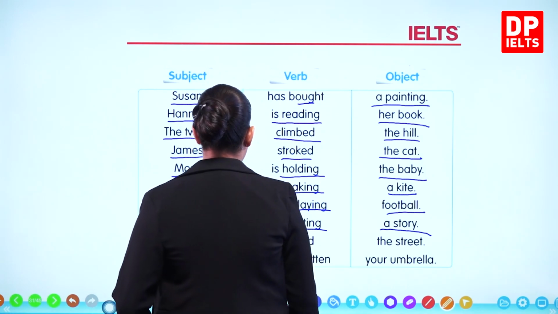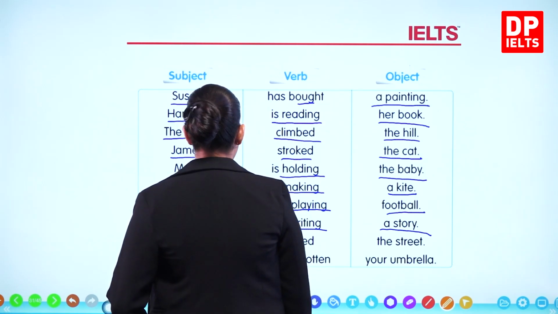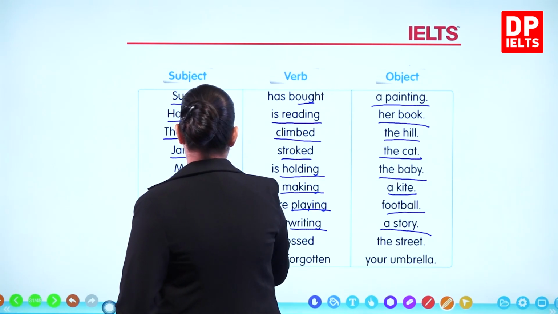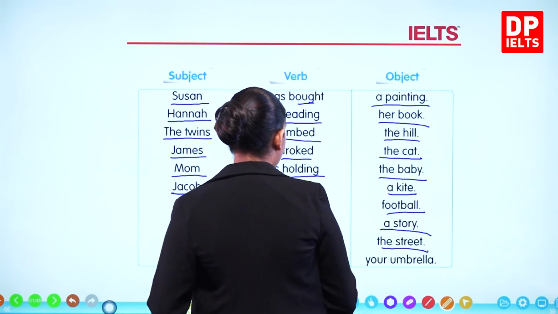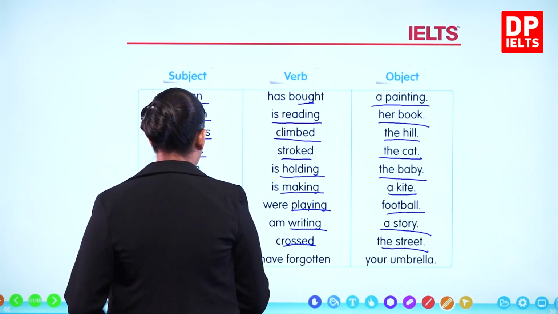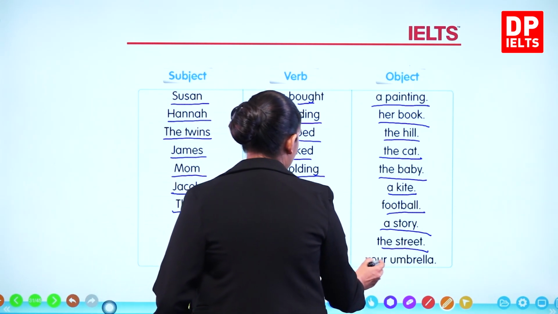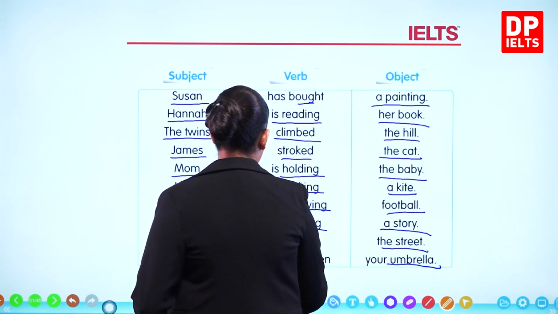Writing is the verb. Emma crossed the street. Who crossed the street? Emma. What did she cross? The street. Cross becomes the verb. You have forgotten your umbrella. Who has forgotten the umbrella? You. What have you forgotten? Your umbrella. What is the verb here?